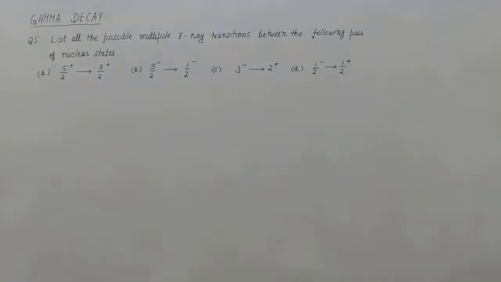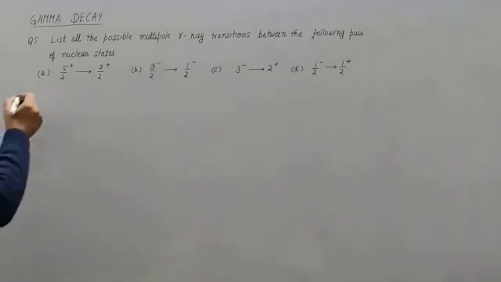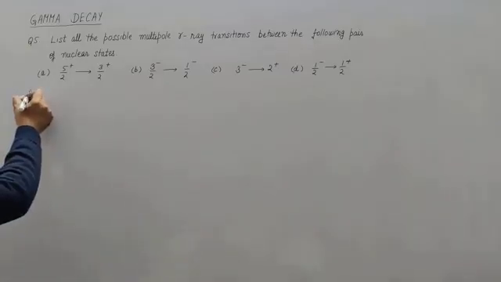Now come to question number 5. This is related to gamma decay. This is a very important question from the exam point of view. Here four pairs of transitions are given, and we have to find the name of the possible multipole transition. One by one I am going to discuss. Take the example of the first part, A.